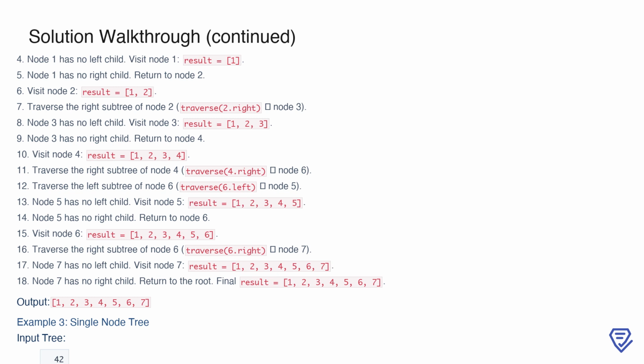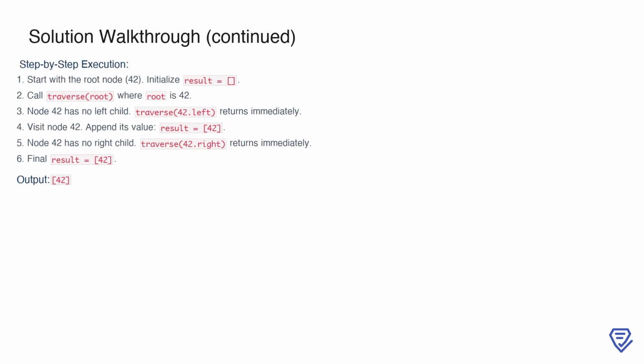With no right child, we return to node 6. At node 6, we visit it and append its value to the result list, making it result equals 1, 2, 3, 4, 5, 6. Next, we traverse the right subtree of node 6, which takes us to node 7. Being a leaf node, node 7 has no left child, so we visit it and append its value to the result list, resulting in result equals 1, 2, 3, 4, 5, 6, 7. Since node 7 also has no right child, the traversal of this tree is complete, and the final result is 1, 2, 3, 4, 5, 6, 7.